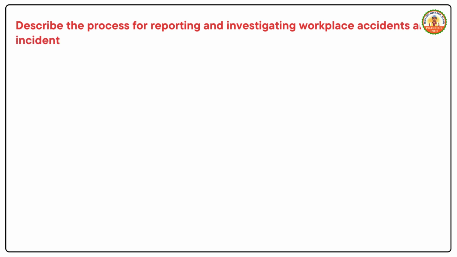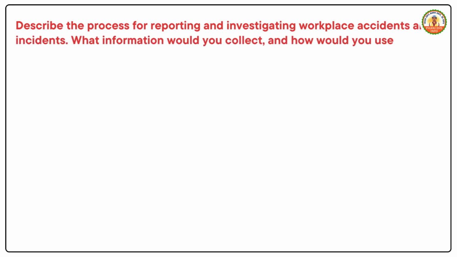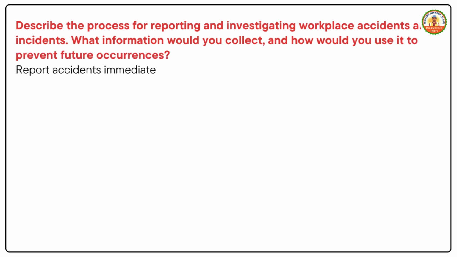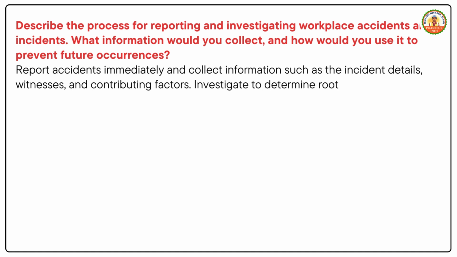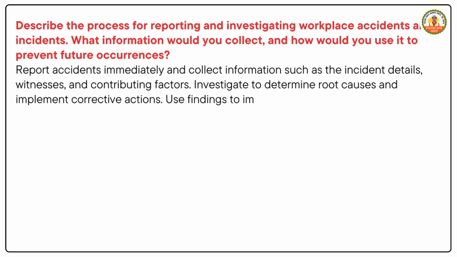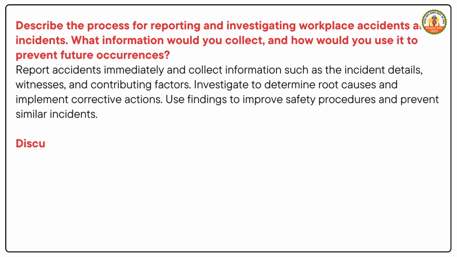Describe the process for reporting and investigating workplace accidents and incidents. What information would you collect, and how would you use it to prevent future occurrences? Report accidents immediately and collect information such as the incident details, witnesses, and contributing factors. Investigate to determine root causes and implement corrective actions. Use findings to improve safety procedures and prevent similar incidents.